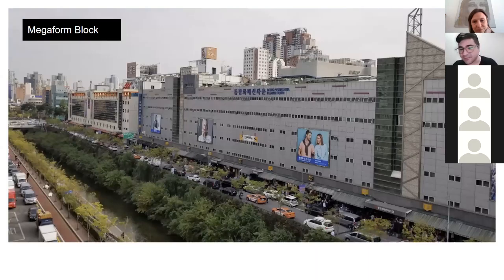This is one of the megaform blocks. You can see this is 400 meters long by an average of 11 meters wide. If you think of 11 meters wide by 400 meters long, they're ridiculous typologies. It's like giant walls in the middle of the city, but you have people living here, and there are markets and shops and everything.